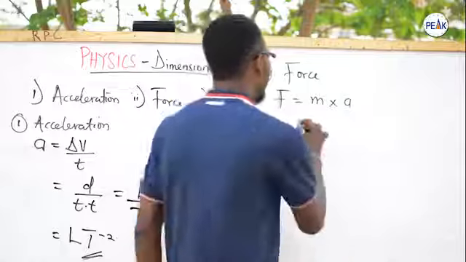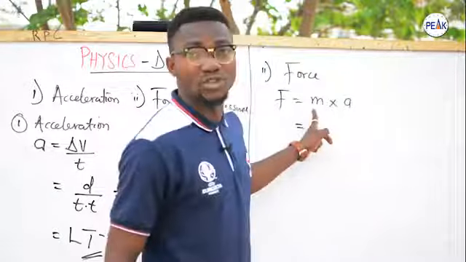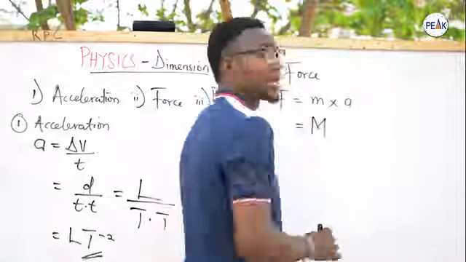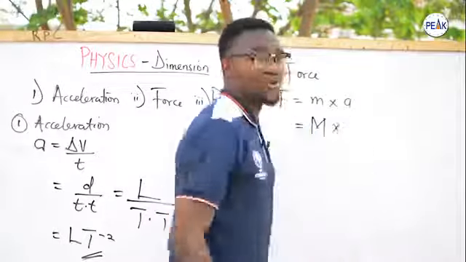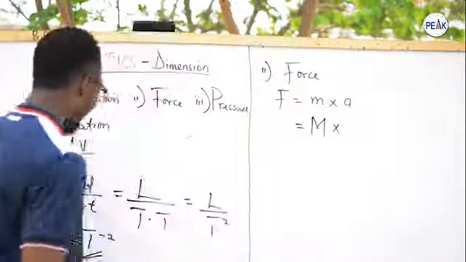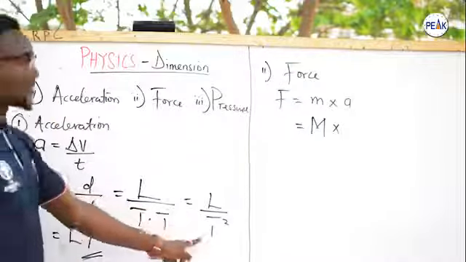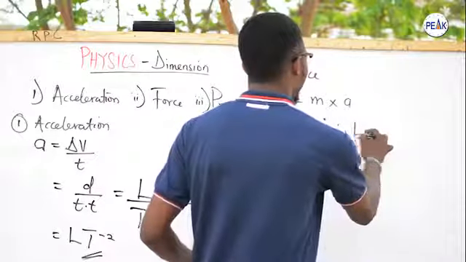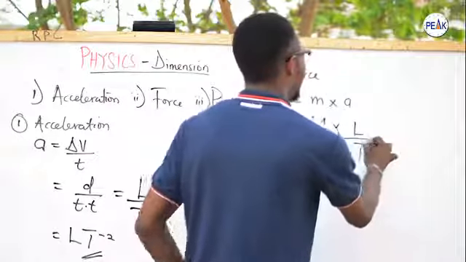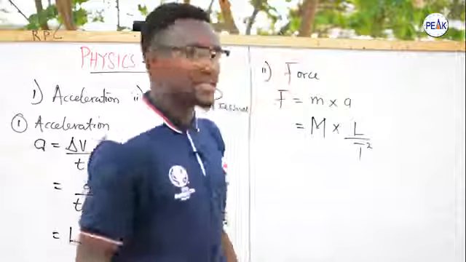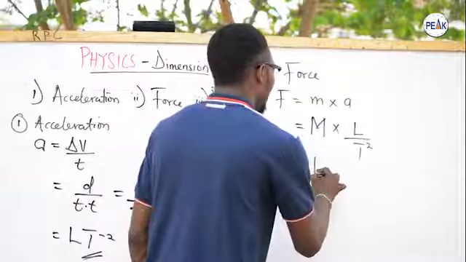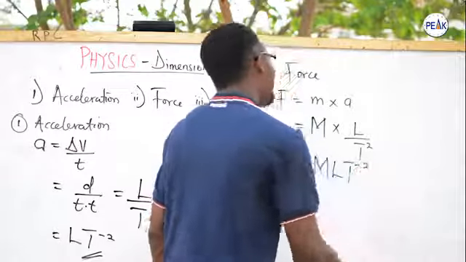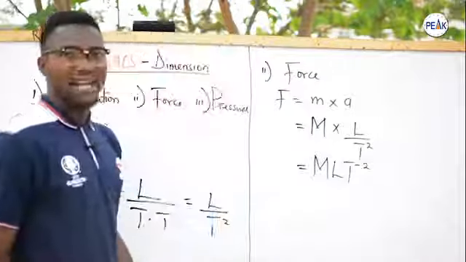Now, what is the dimension for mass? You represent it with capital M. So I have a capital M here, multiplied by the dimension of acceleration, which we already have to be L over T squared. So if I write this linearly, my dimension for force will be M L T minus 2. As simple as that.